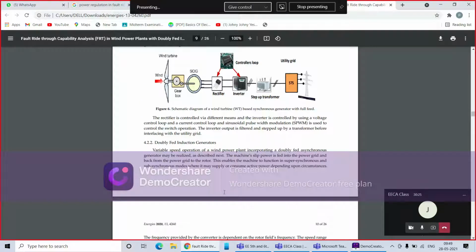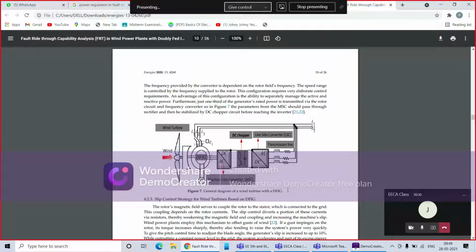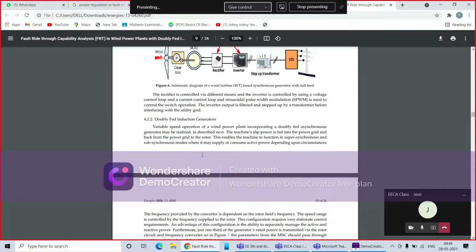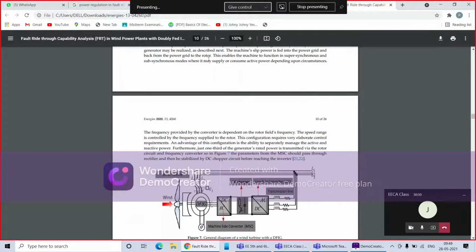In variable speed we have two types, fully fed and doubly fed. So we will talk about doubly fed. This is your doubly fed induction generator in a wind plant, a plant in which you are using a doubly fed induction generator. Variable speed operation of a wind plant incorporating a doubly fed asynchronous generator may be realized as described. The machine slip power is fed into the power grid.